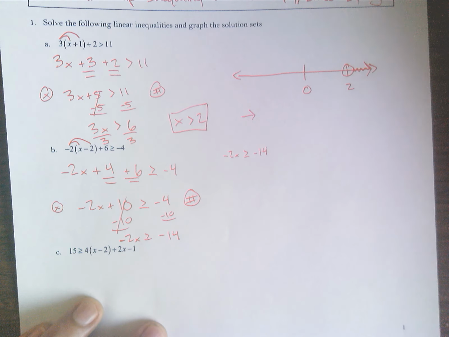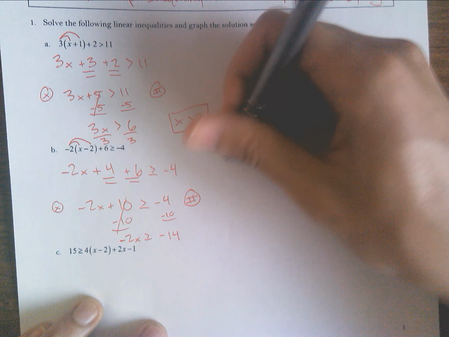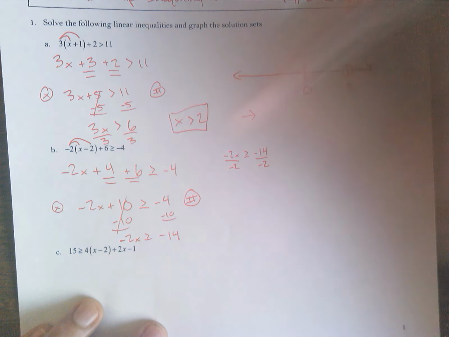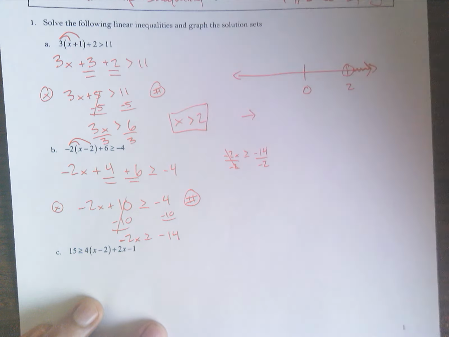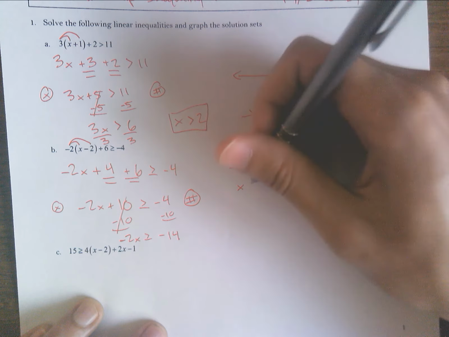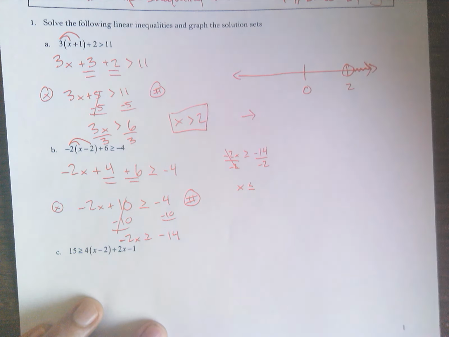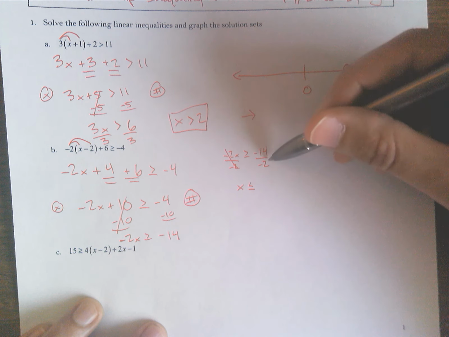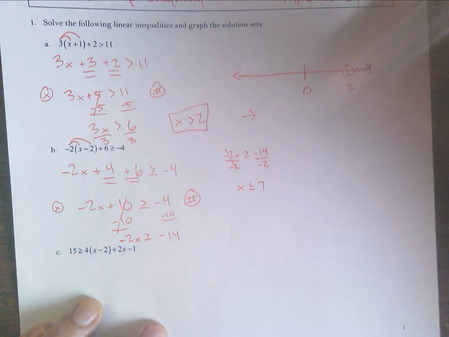Our last step, we're going to get x by itself, we divide by negative 2. Now, we're dividing by a negative, so what do we have to do? We got to flip our inequality. So now we're looking at less than or equal to. We're flipping it. Negative 14 divided by negative 2 is positive 7.